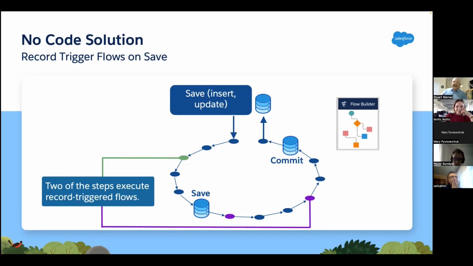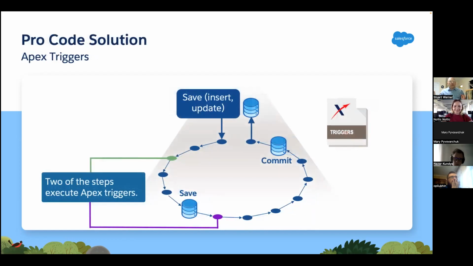Okay. Now, analogous, we have our pro code solution, right? If we were writing Apex code, which I suspect a lot of folks on this call have, notice that our Apex triggers happen at similar places, right? The green dot is sort of the same place where our record trigger flows kick in, our before record trigger flows, but notice that our after Apex triggers kick in just after the initial save. It's a different location than our after record trigger flows, right?